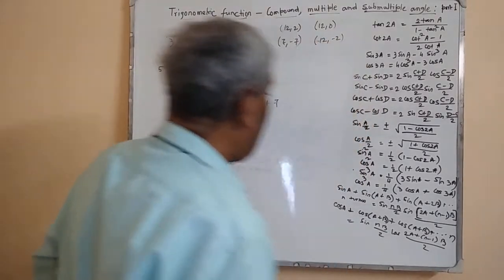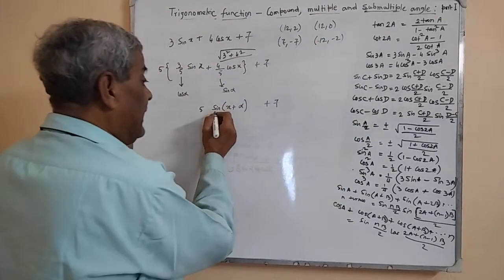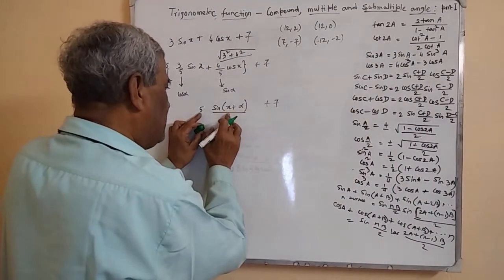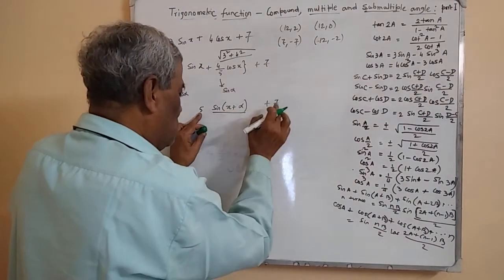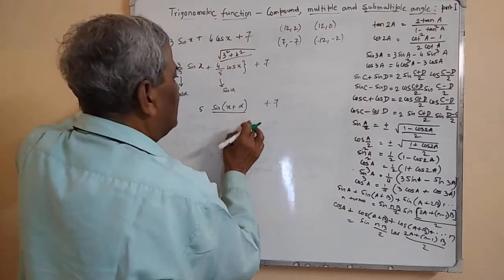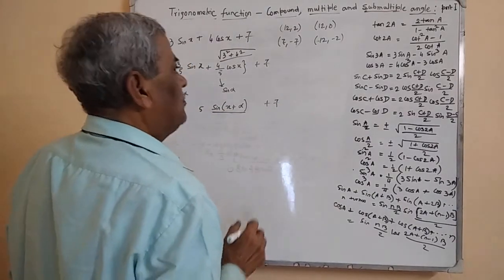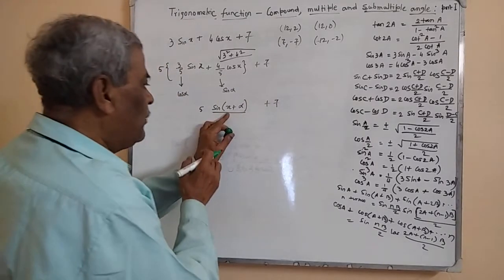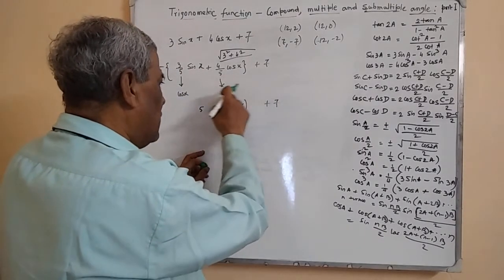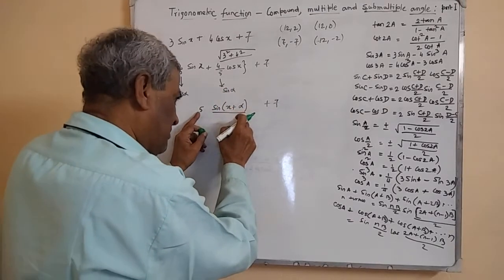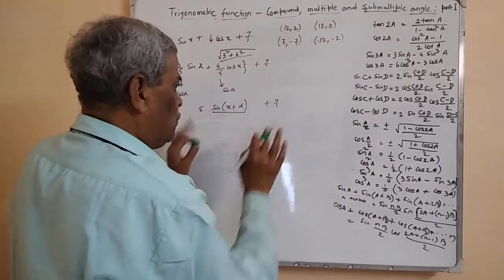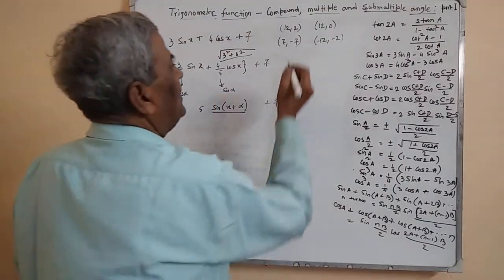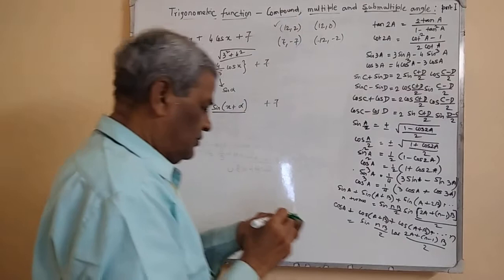So now you see, the maximum value of sine is 1, so the maximum value of that part is 5. So the maximum value of the whole is 5 plus 7, that is 12. And the minimum value of that part is minus 1, so this is minus 5 plus 7, that is 2. So the minimum value is 2 and the maximum value is 12. So this is the correct option.